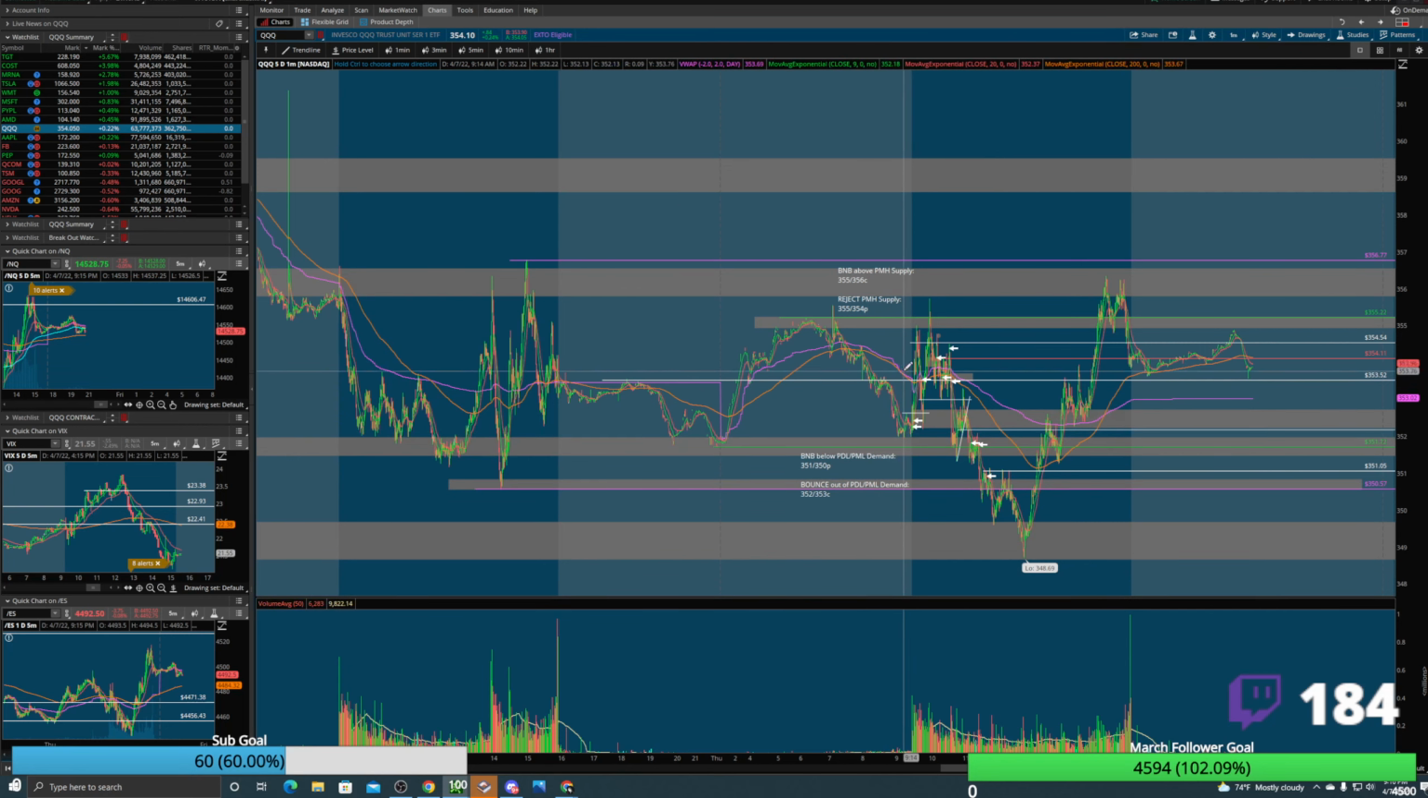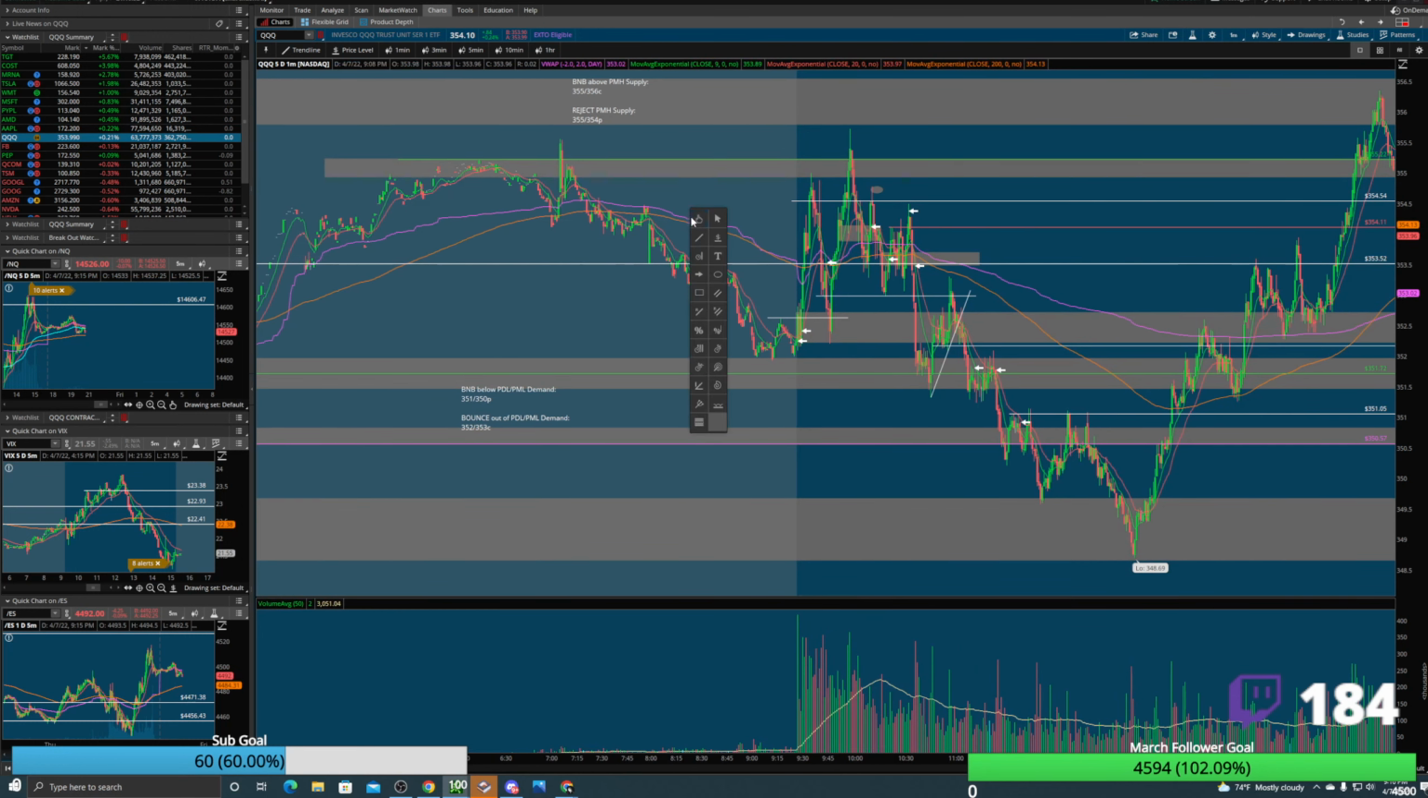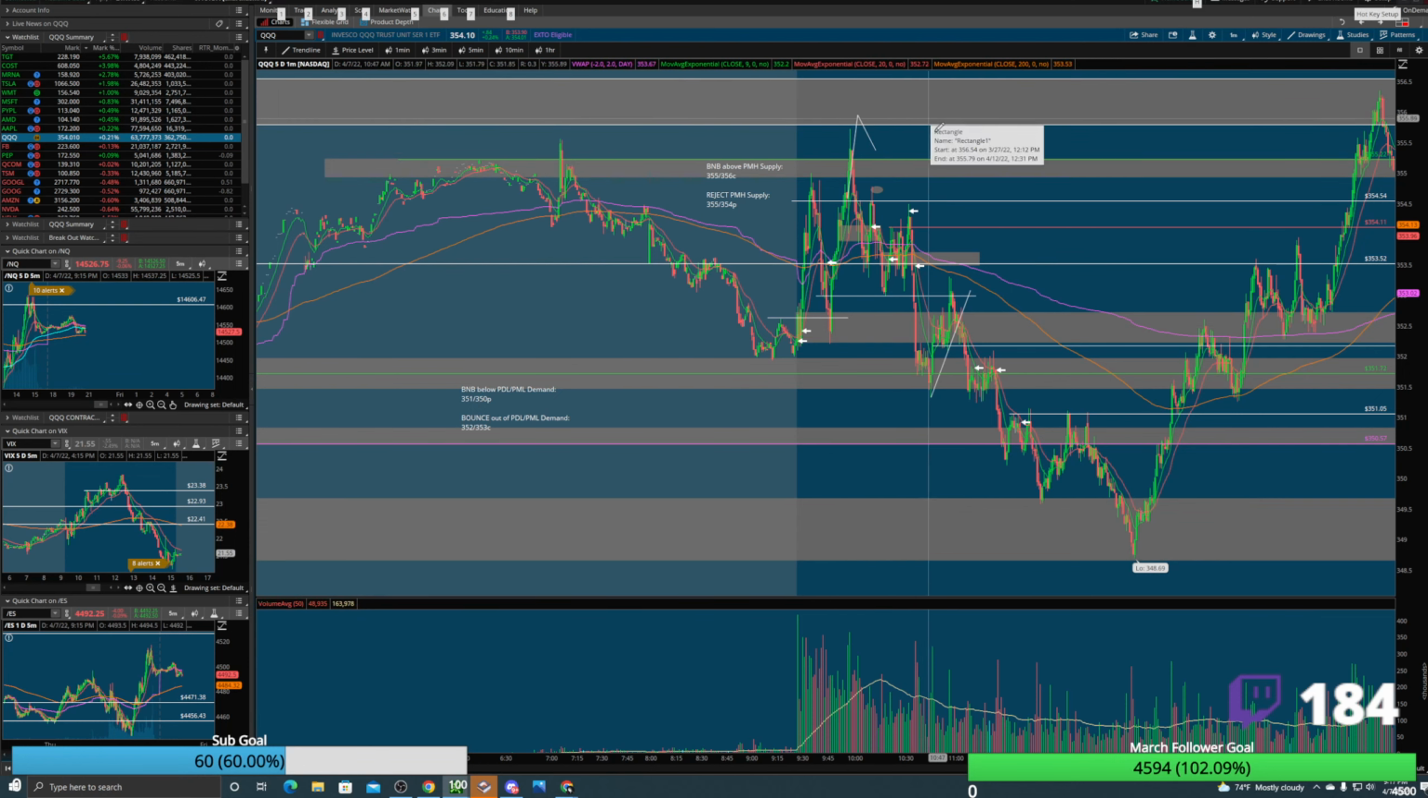Now, when price pushes up to the pre-market high supply, green is pre-market high. You will see that price is either going to, one, break and base above. So break out, base, and then continue to the upside. I'll draw it out like a line chart: break, base, continue. Okay, that's BNB.